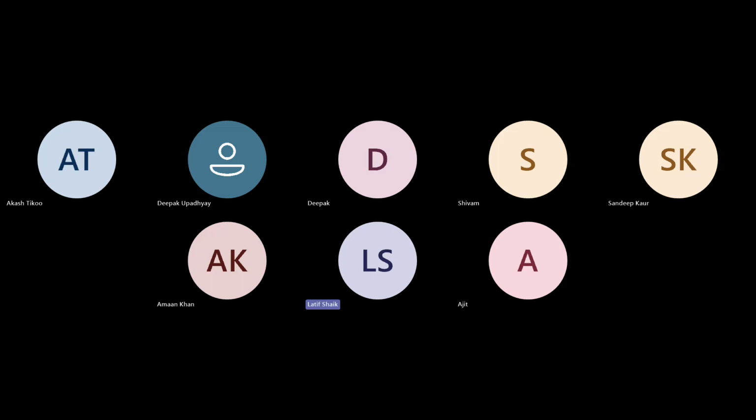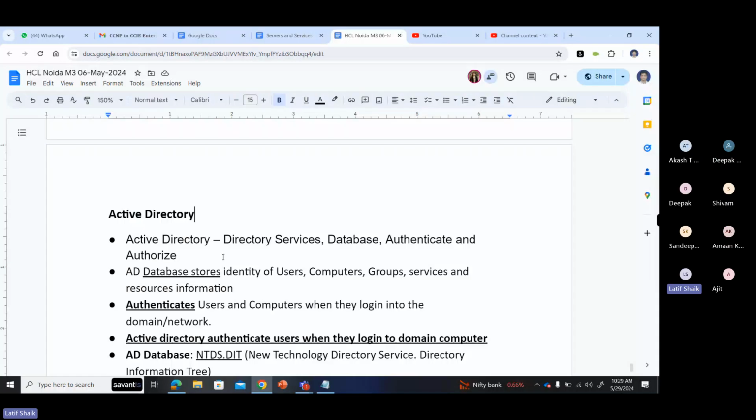Complete. So we have some topics left, like what is Active Directory, what is DHCP, what is DNS, what is Outlook, what is VPN, Office 365, and cloud. These topics are left over. All the other topics are completed.